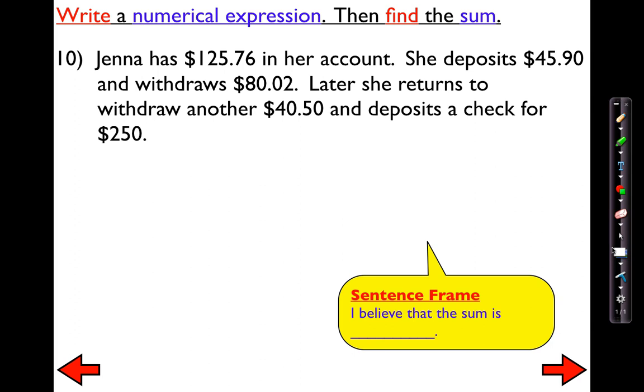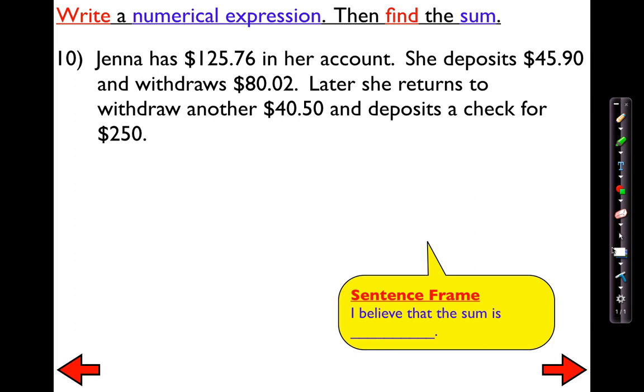It says here, write a numerical expression, then find the sum. For number 10, it says Jen has $125.76 in her account. She deposits $45.90 and withdraws $80.02. Later, she returns to withdraw another $40.50 and deposits a check for $250.